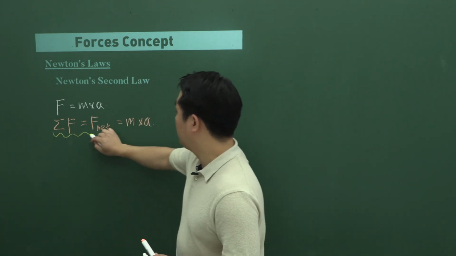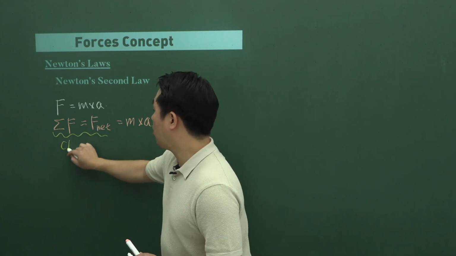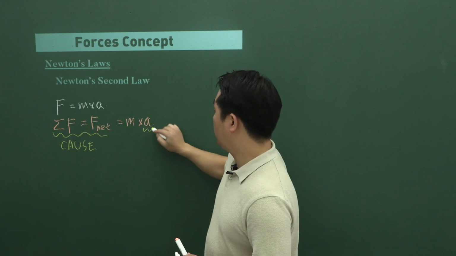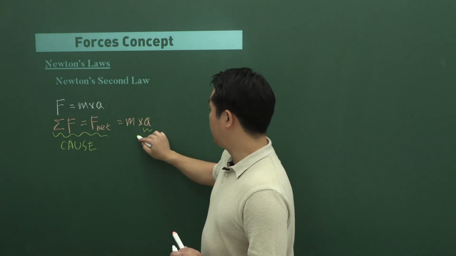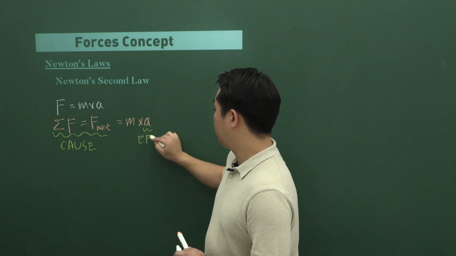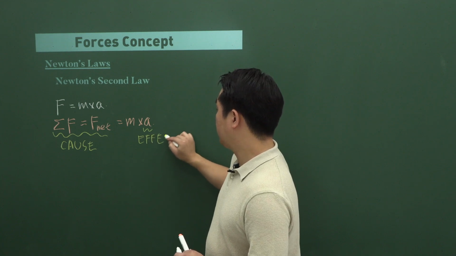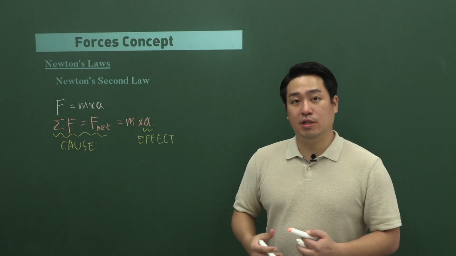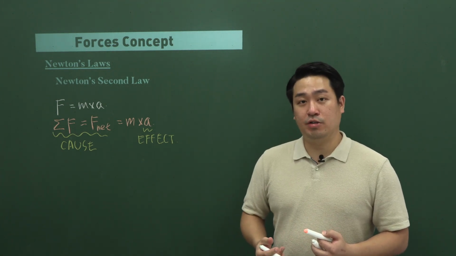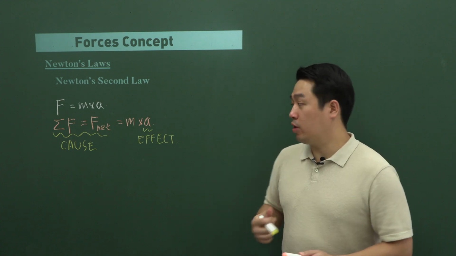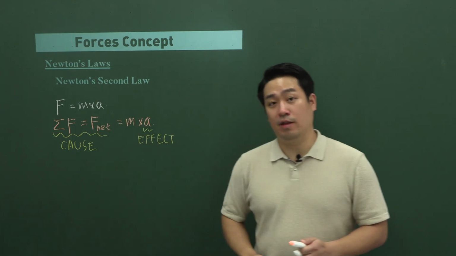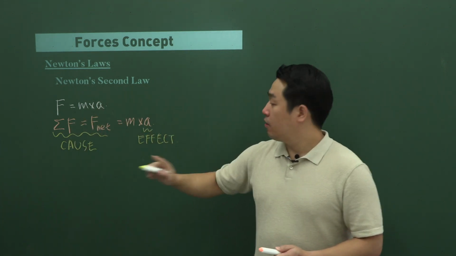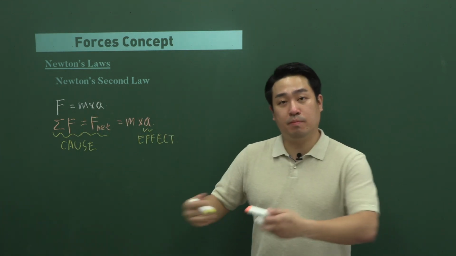And whenever I teach this law, I try to emphasize the fact that this side of the equation represents the cause, and over here, acceleration is the effect. Now, what I mean by that is whenever an object is experiencing some sort of acceleration, the cause of that acceleration is always the forces acting on it. Okay? So, since you have the sigma sign, the causes may be multiple forces.